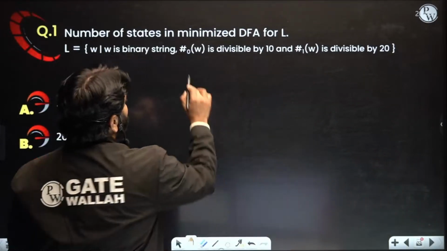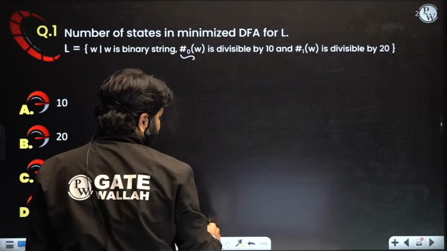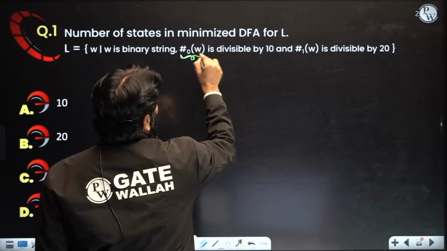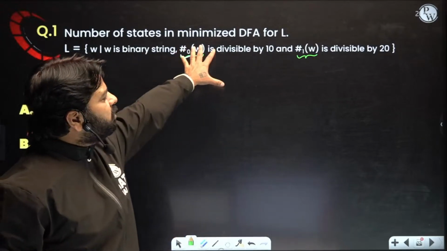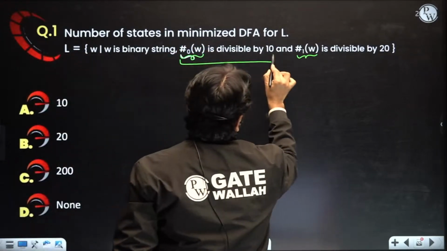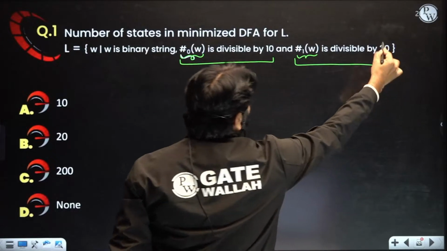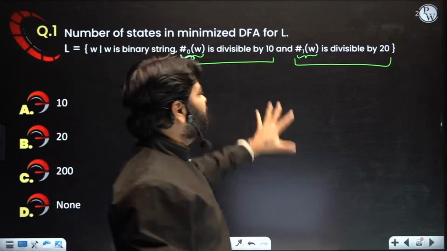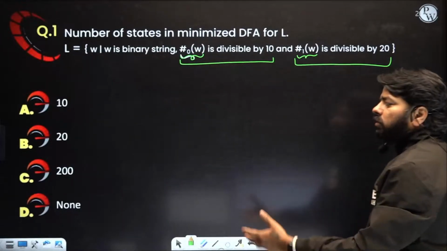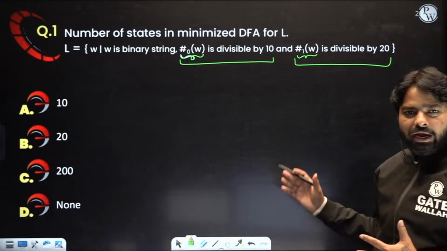See, here 0 is there, here 0 is there, here 1 is there. So now you can blindly multiply. This machine is talking about zeros, this machine will talk about ones, and both are divisible-by concepts. So you can multiply 10 into 20, which is 200, for question 1. So you can easily do it.